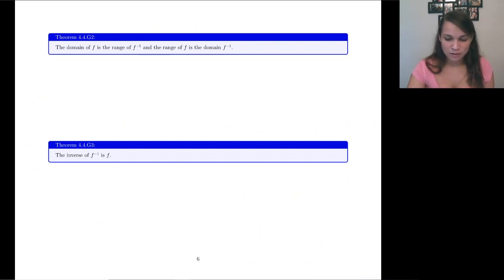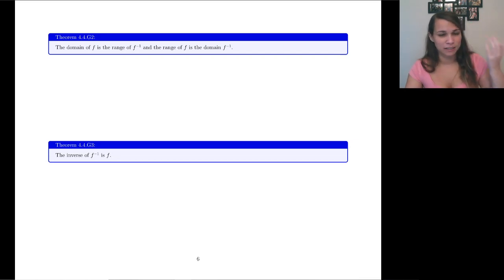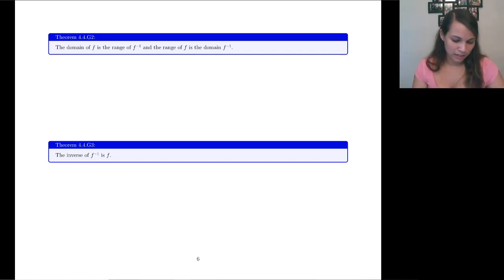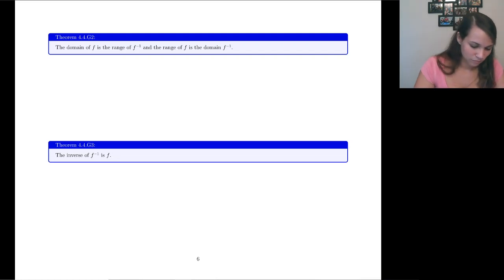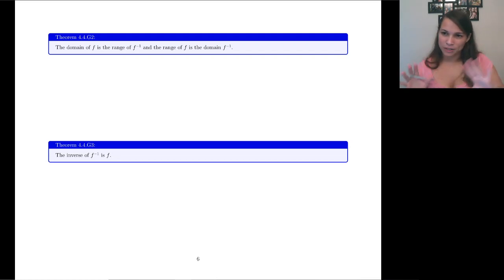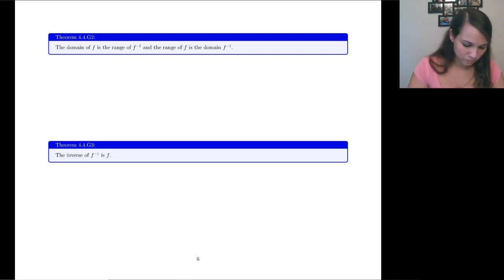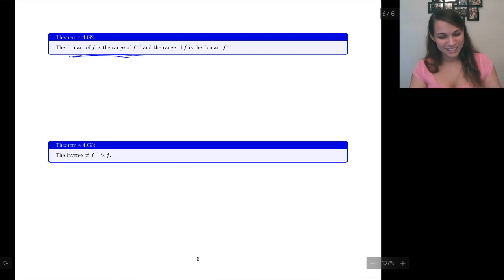This first theorem really does follow from the definition of inverses, but we're going to prove it anyway because it's just a simple element chasing set argument. We've got the domain of f is equal to the range of f inverse, and the range of f is the domain of f inverse. I'm going to prove this first one, and I'll leave the other one for you guys to do. You're welcome.